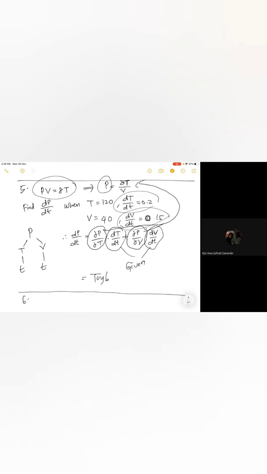Okay, question number 6. Two straight roads intersect at right angles. Lorry A moving on one of the roads approaches the intersection at 50 miles per hour, and lorry B moving on the other road approaches the intersection at 20 miles per hour. At what rate is the distance between the lorries changing when A is 3 miles from the intersection and B is 4 miles from the intersection?